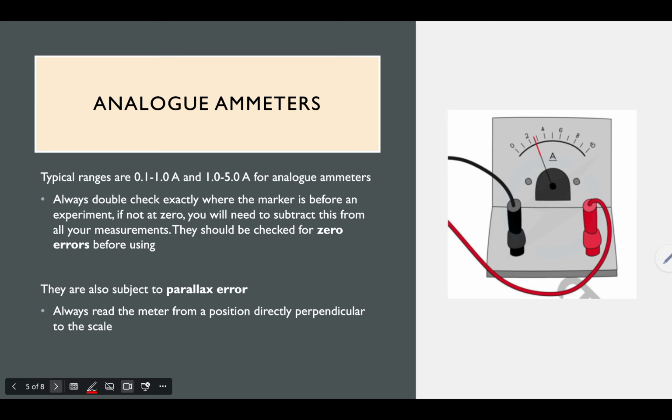Analog ammeters range from 0.1 to 1 amperes and 1 to 5 amperes, depending on how much current you're measuring. So you need to always double check exactly where the marker is before an experiment to avoid zero error. And you need to make sure that you're looking perpendicularly to the scale to avoid parallax error.